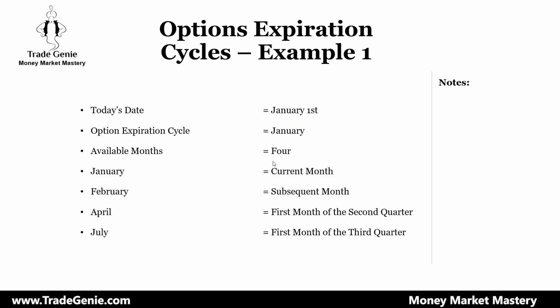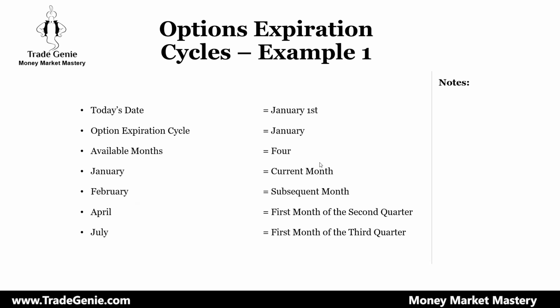So available months, we know 4 months, current month and subsequent month. If today is January 1st, then we should see January listed as the current month. And because February is the subsequent month, February will be listed there. Because the cycle assigned is January, we will see April and July listed there, because April is the first month of the second quarter and July is the first month of the third quarter. October is not listed because only four options are listed: January, February, April, and July.